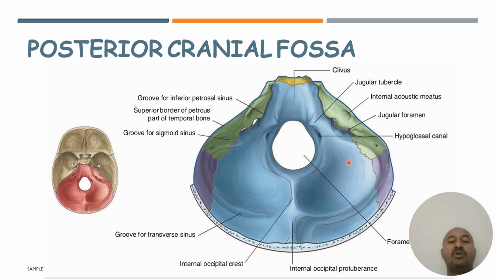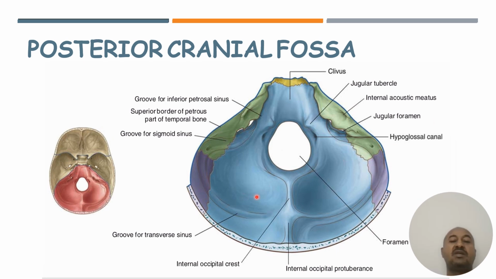Okay, let us explore the posterior cranial fossa, which is here. This is the posterior cranial fossa, and this is the most posterior and the deepest part of the cranial fossa in general. It is mainly formed by the occipital bone, with this blue color here, and a small portion of temporal bone. So here, this is the temporal bone. And this fossa mainly houses the cerebellum and the brain stem, especially the midbrain, pons, and medulla oblongata.